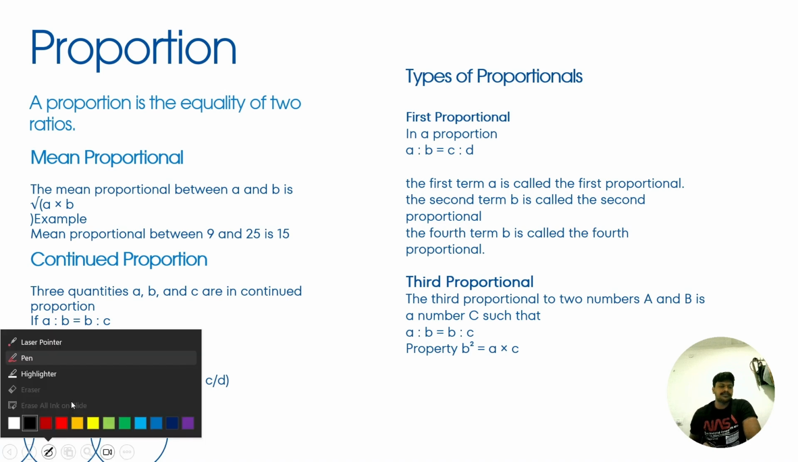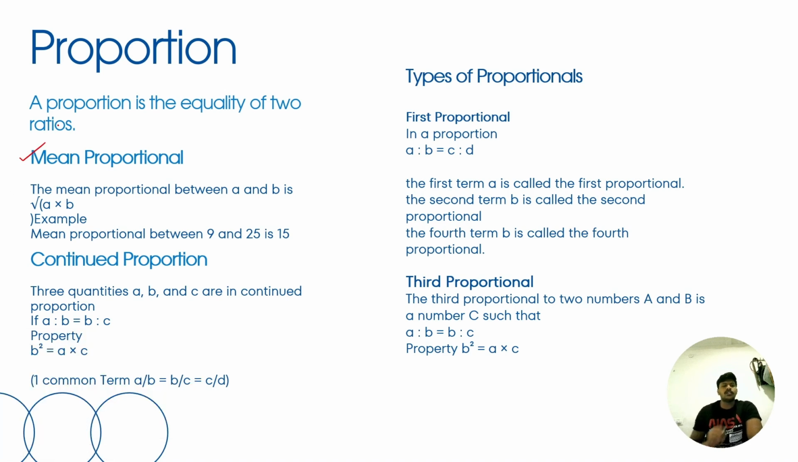So here, the first one is mean proportion. Let us think like this. You are having A is to B like 9 is to 25. Then the mean proportion is nothing but root of AB, like root of 9 into 25. Like that, you are going to get root of 225, that's it, which is going to be 15. Okay, I hope this one is clear. So mean proportion is root of AB, or I will write it here directly.